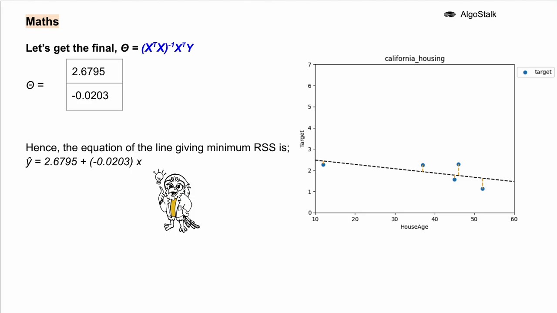This line represents the optimal fit that minimizes the error between our predicted values and the actual data. This line is our final result from the linear regression model. We have taken our data through the math, calculated the best fit line, and visualized the result. This is how linear regression helps us find the best fit for our data.